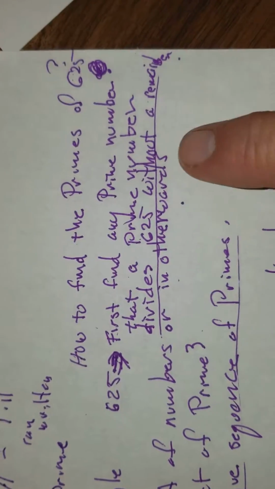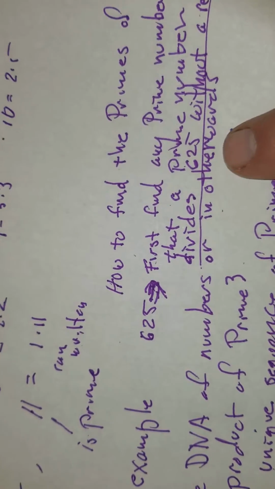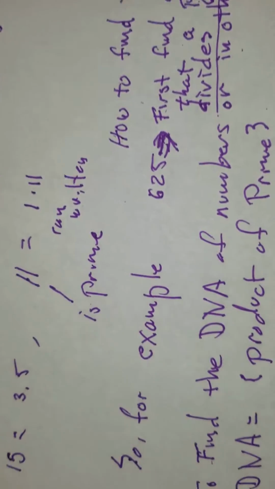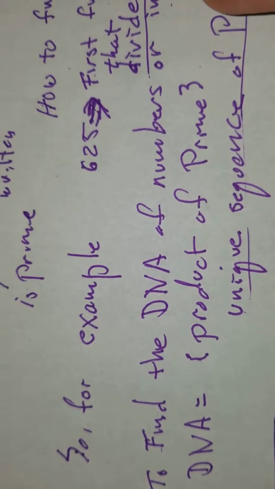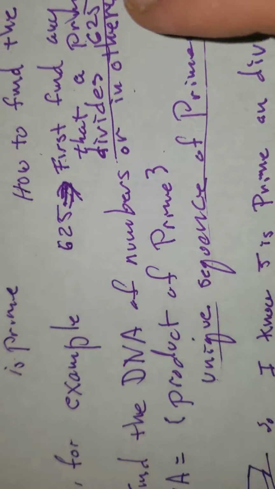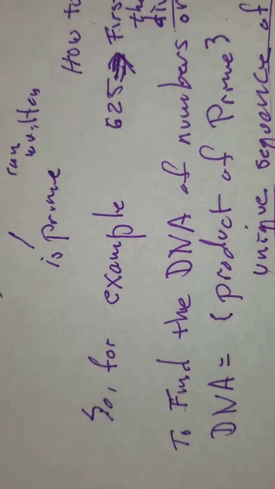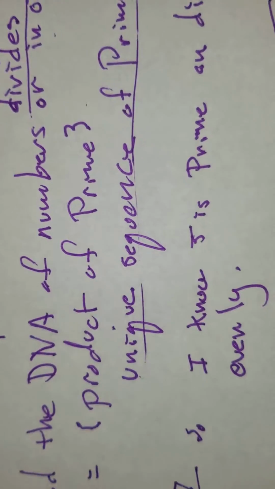So let's say, for example, how to find the primes of 625. Okay, well, the way to do that is first find any prime number that divides into 625 without a remainder, see? So what we got to do is find the DNA of the number. In other words, the DNA is the product of prime numbers, the uniquely sequenced product of primes.